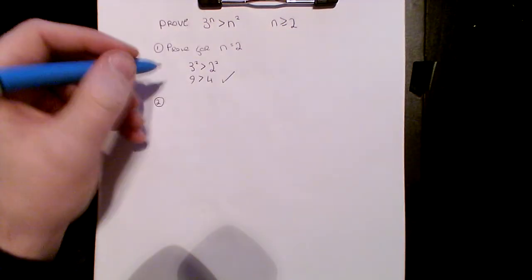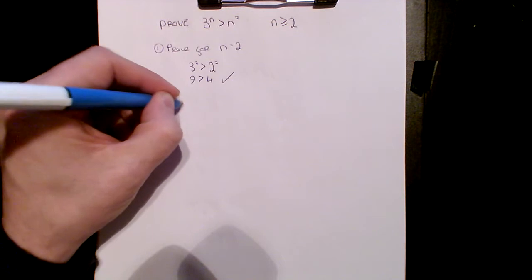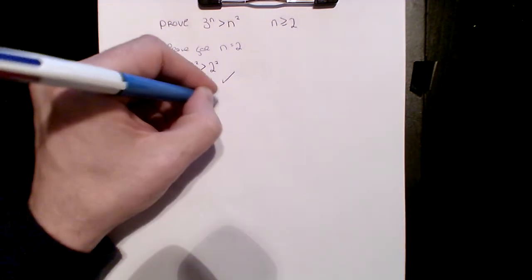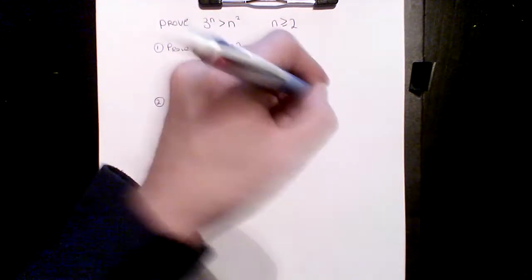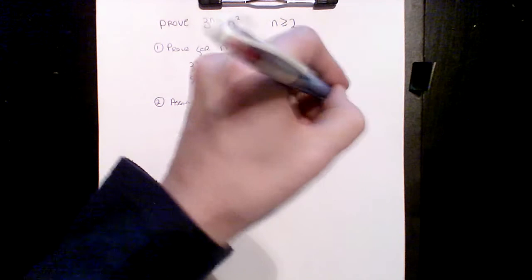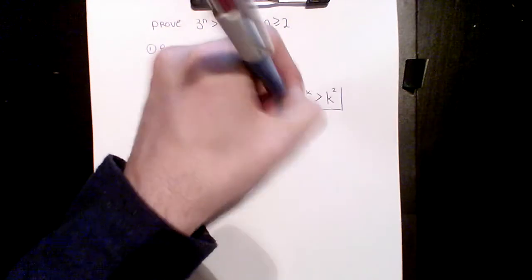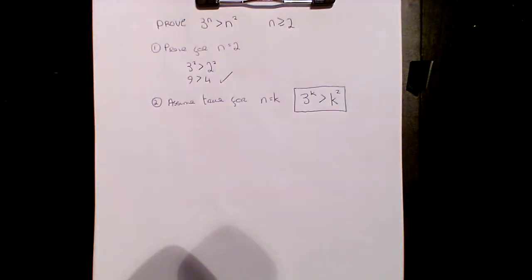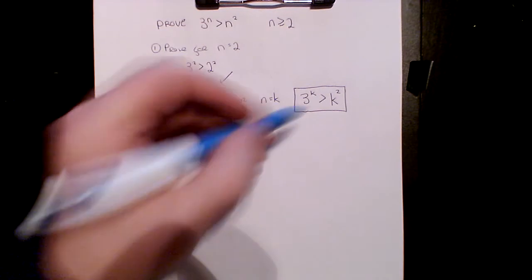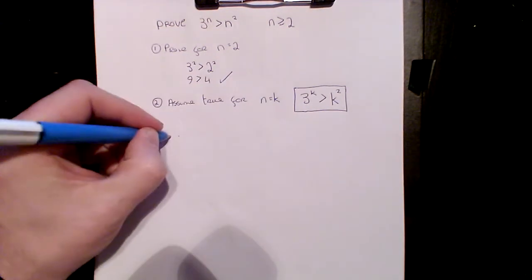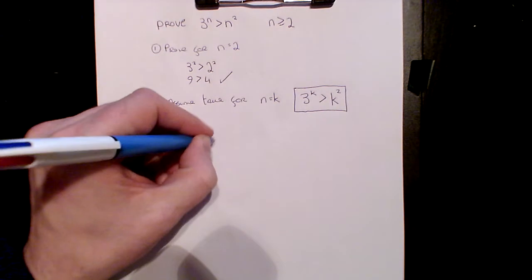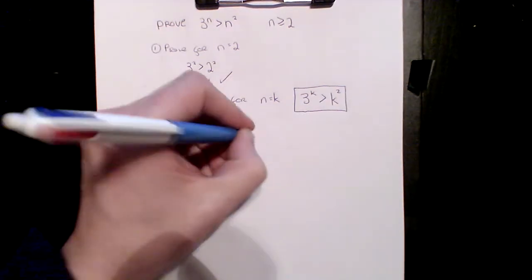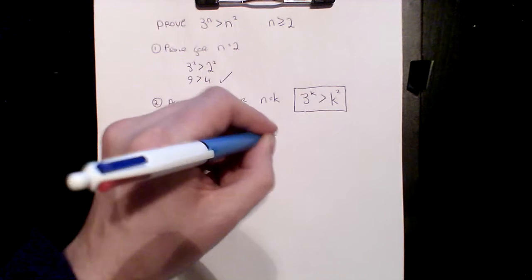So step 2, we're going to assume true for n equals k. So I'm going to put in k for n, and I'm going to assume that is true. Step 3, I'm going to take this, step 3, prove true for n equals k plus 1.